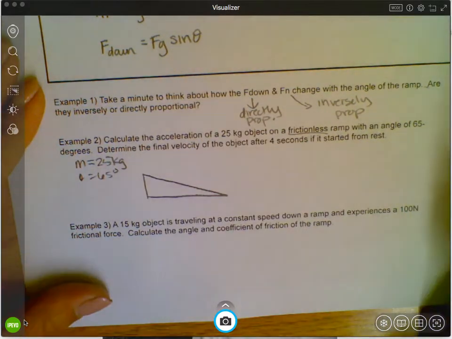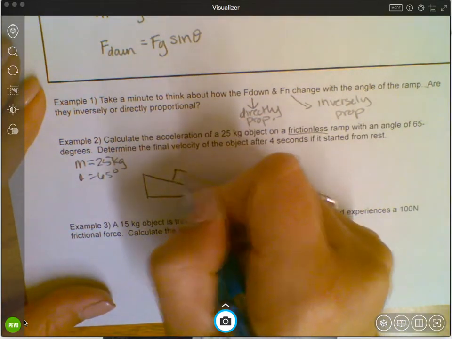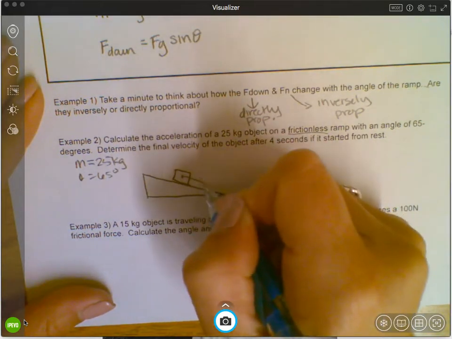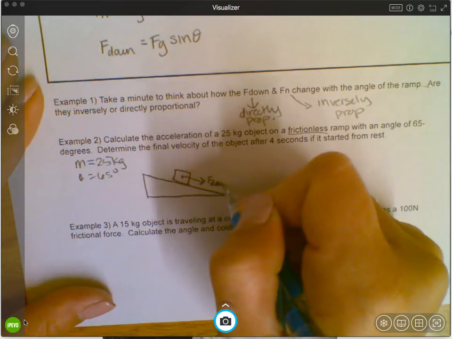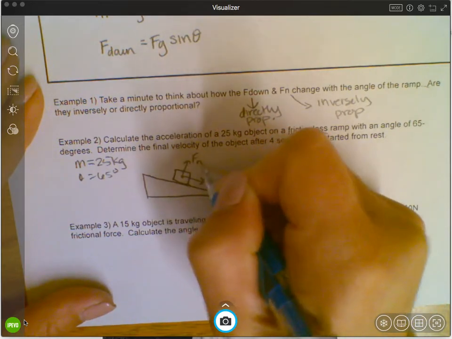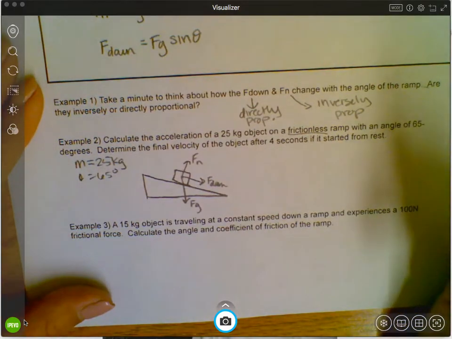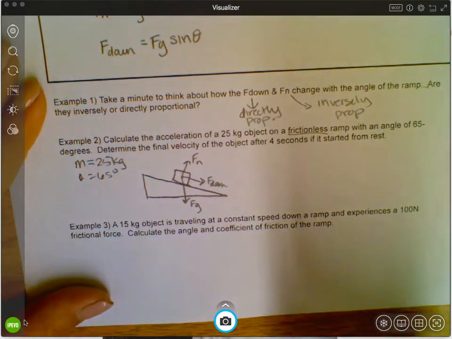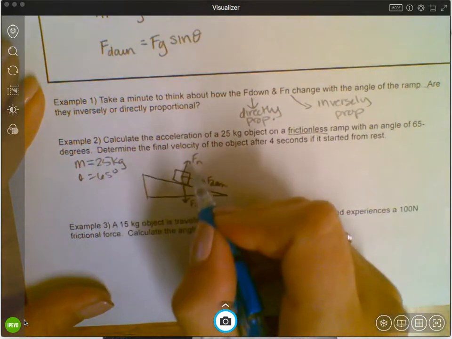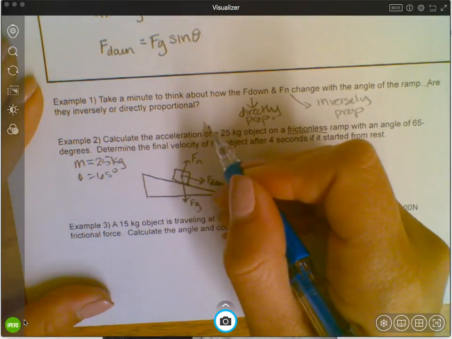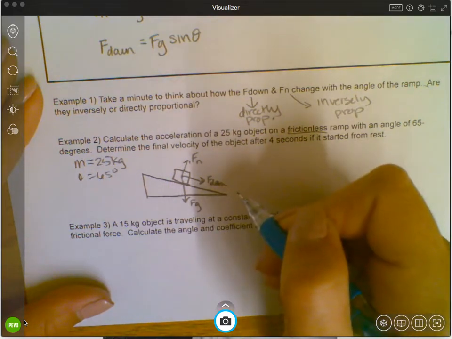It doesn't really make a difference, but for me it's just more consistent so that I get the same idea every time. So we've got F down, Fn, and Fg. There's no force of friction because it said it was frictionless. So it's not going to move toward the ramp or away from the ramp, right? It's going to move down the ramp, if anything.